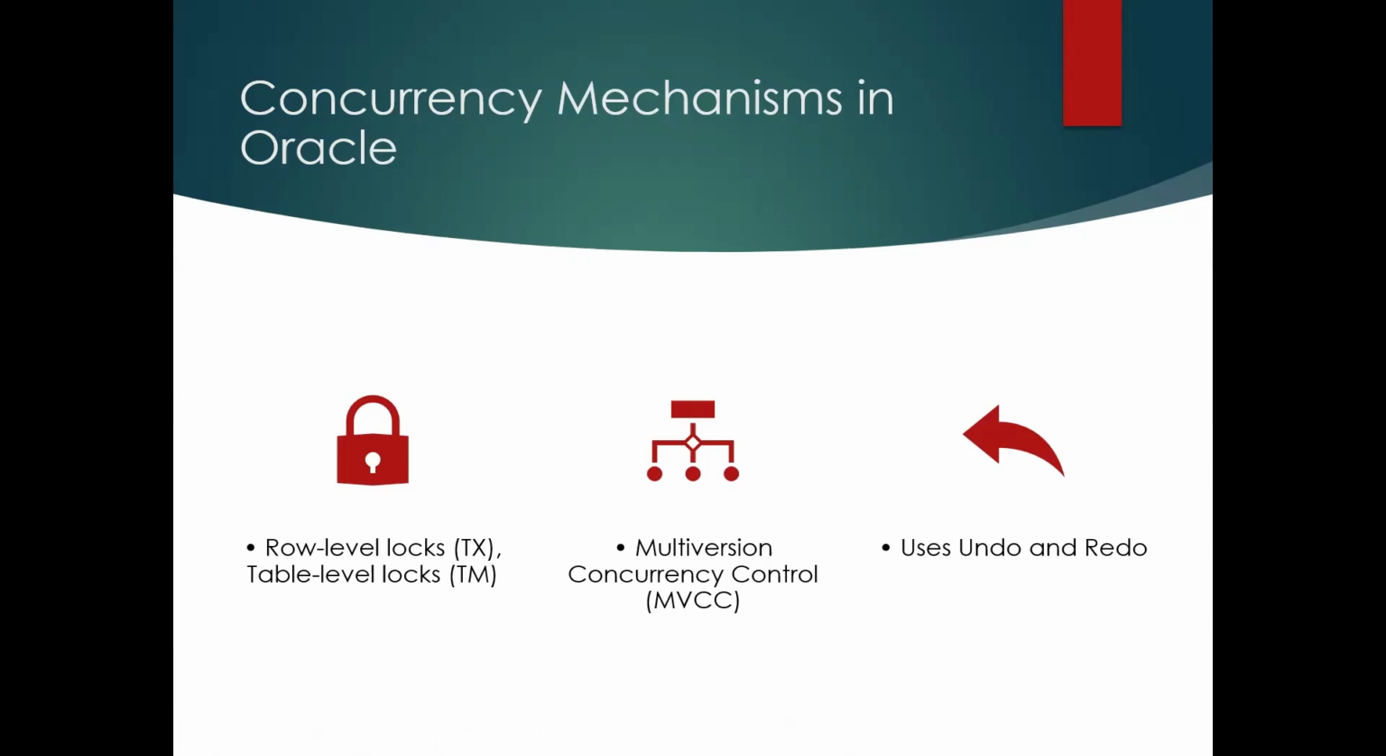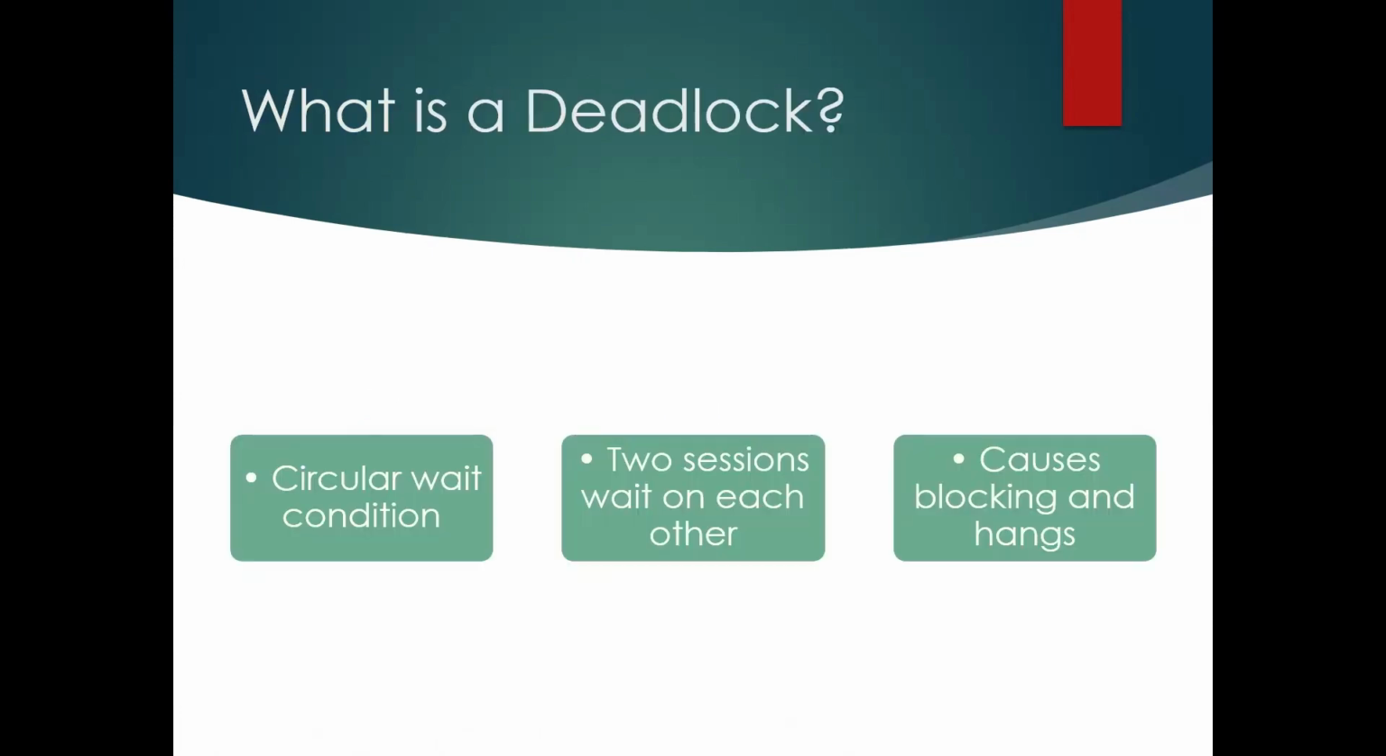Okay, so what is a deadlock actually, and why does it happen in real time? A deadlock is, for example, if session A locks one. Just consider there are two users, session A and session B. Session A is going to update one row of a table, and session B is going to update the same row. So what happens is both are trying to update each other's rows, and that is called a deadlock.